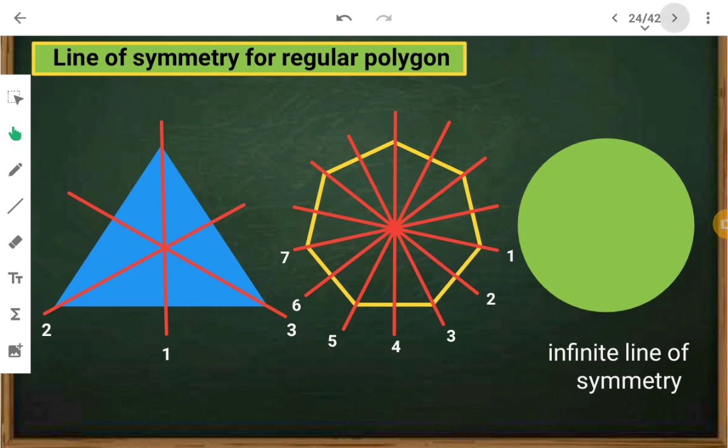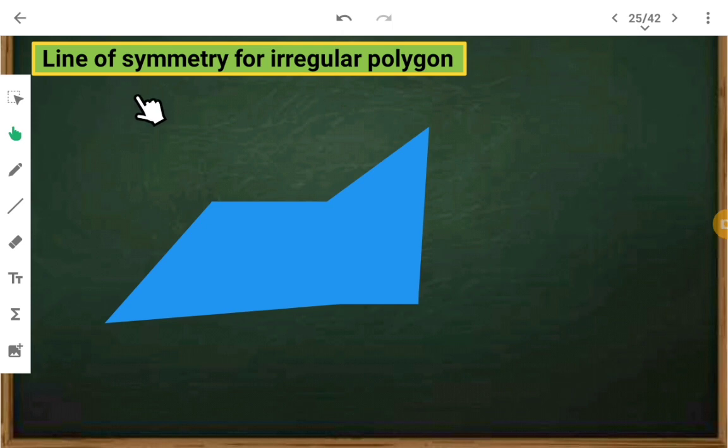Okay? Now, we are going to see lines of symmetry for an irregular polygon. Irregular polygon means what? Sides are not equal. See, the length of this side is not equal to this one. Therefore I am going to call this one an irregular polygon. Polygon, you know it. It's a closed figure, right? How many lines of symmetry will you draw for this irregular polygon? Good. You have no line of symmetry for an irregular polygon.